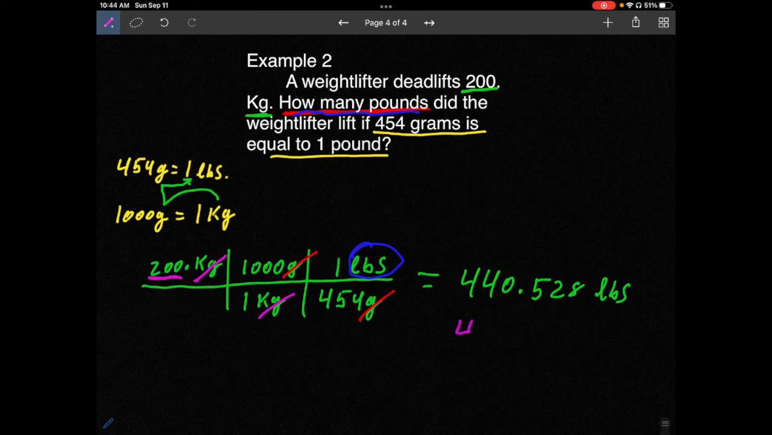So my answer is 440 with a decimal point pounds. Or if you're more comfortable, you can put it in scientific notation, 4.40 times 10 to the second pounds.